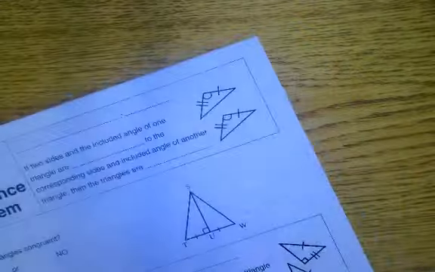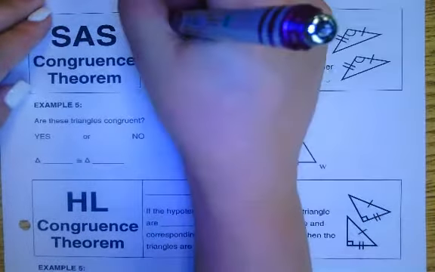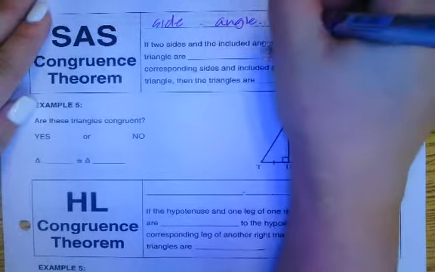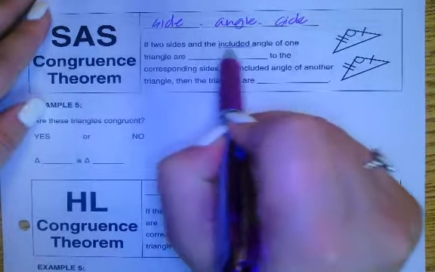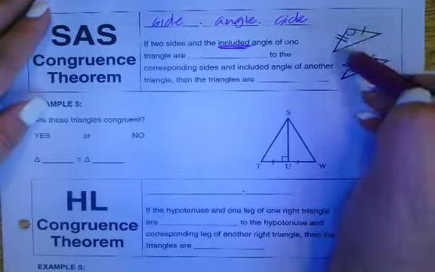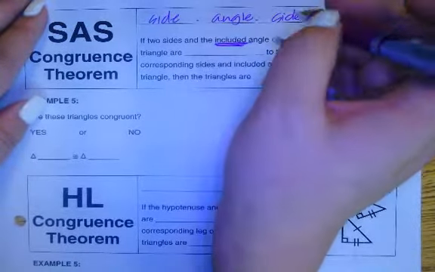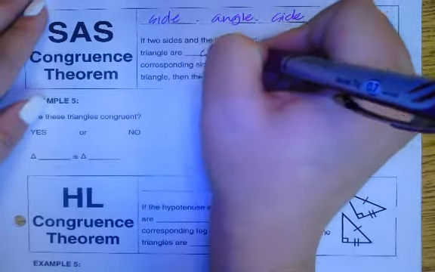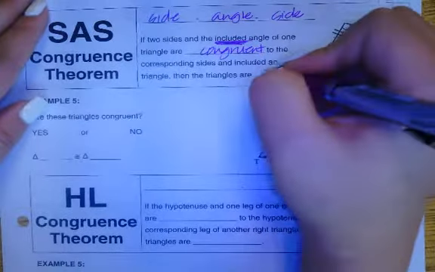SAS congruence theorem stands for side, angle, side. It's two sides and the included angle, so make sure you pay attention to that. It is the included angle, so it's the angle that creates those two sides. If two sides and the included angle of one triangle are congruent to the corresponding sides and included angle of another triangle, then the triangles are congruent.